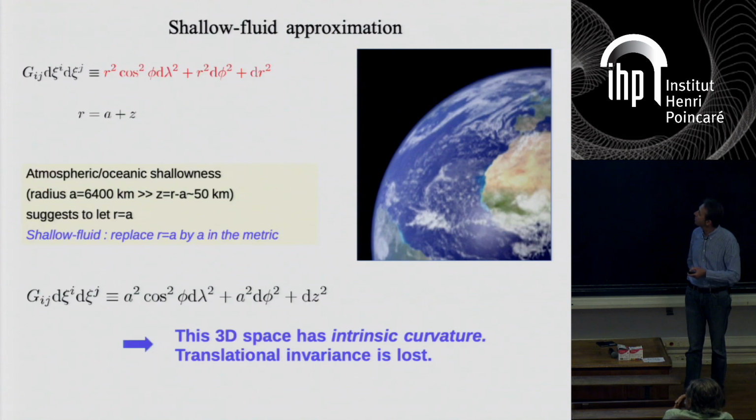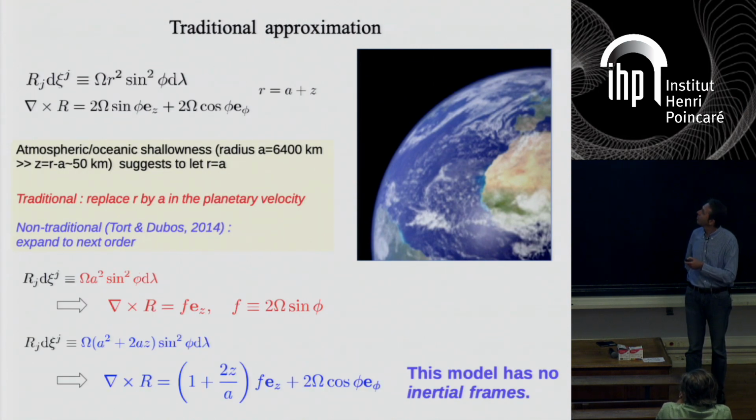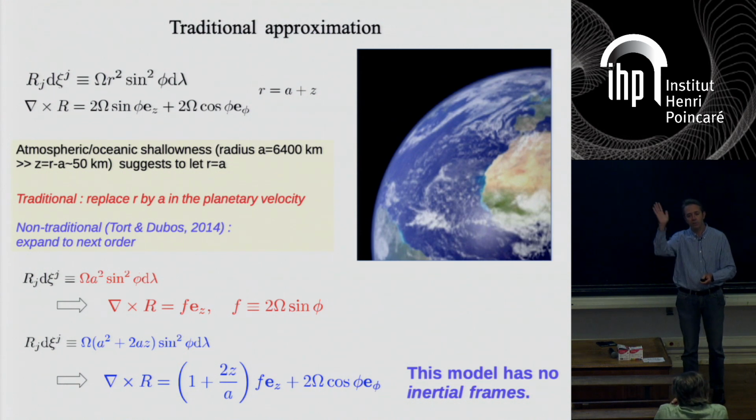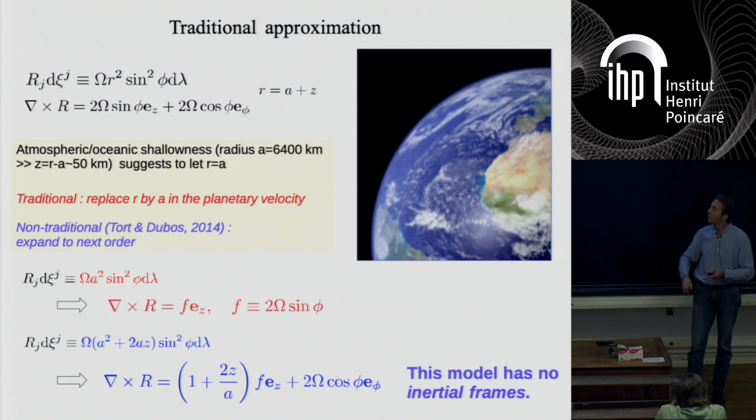If you do this for the metric, you have to do something similar for the gyroscopic term here. And the simplest idea is to replace r with a constant. That's the so-called traditional approximation. It's done here. When you do that and you compute the corresponding Coriolis force, you see that the Coriolis vector is aligned with the local vertical. While in the full system, you had two components. One is a vertical component, and the other one is a north-south component.